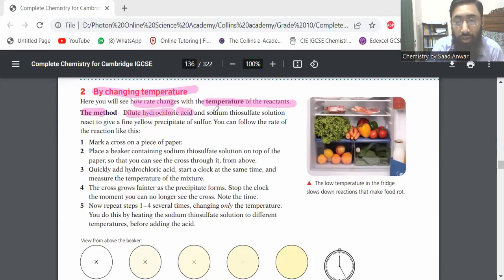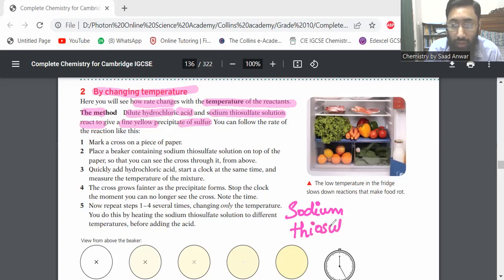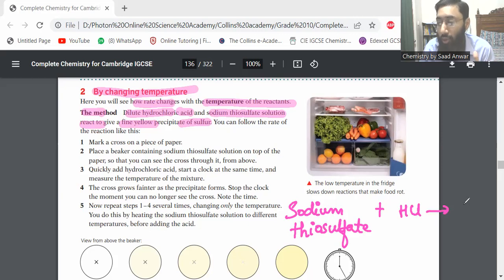Dilute hydrochloric acid and sodium thiosulfate solution react to give a fine yellow precipitate of sulfur. It means the reaction is, when sodium thiosulfate, this is one reactant, guys, will react with HCl, different products will be obtained. One product is sulfur, and the color of sulfur is yellow.